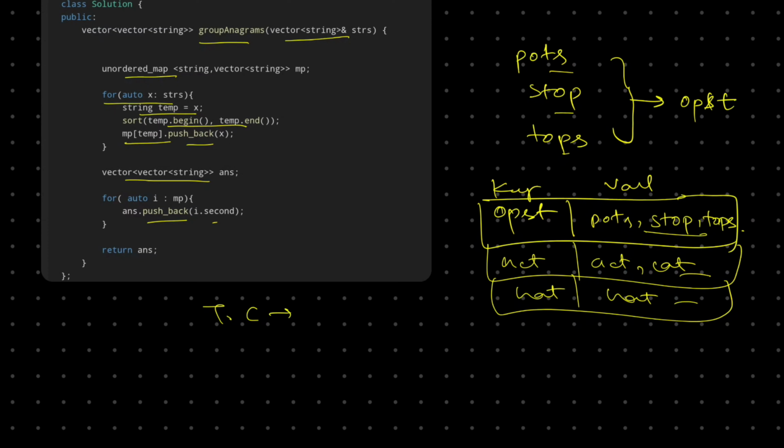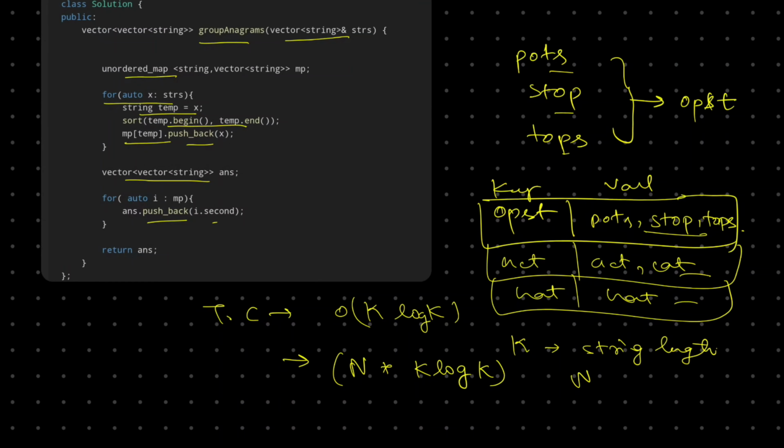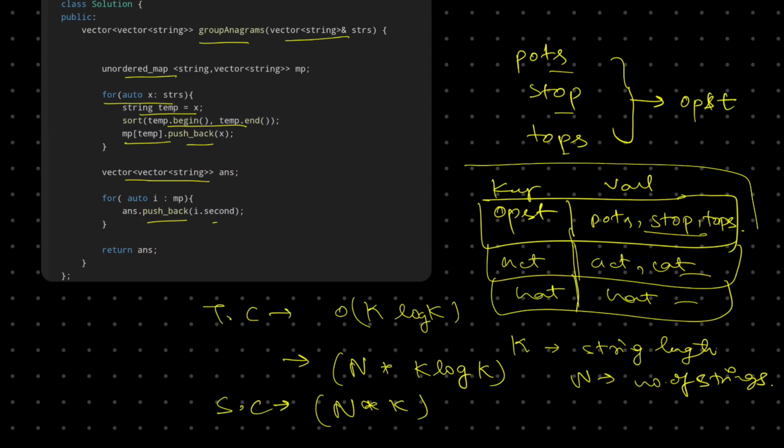So sorting takes order of k log k, right, in which k is the string length. Now when we do this for n strings, it will become order of n cross k log k because we have n number of strings, right? What is the space complexity? It is order of n cross k because this is the type of hash map we will be requiring to store the key value pairs. So basically this is much better than the brute force solution.